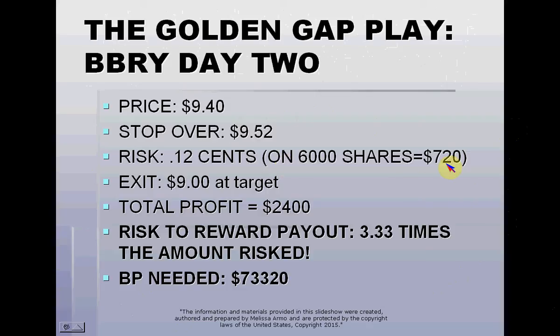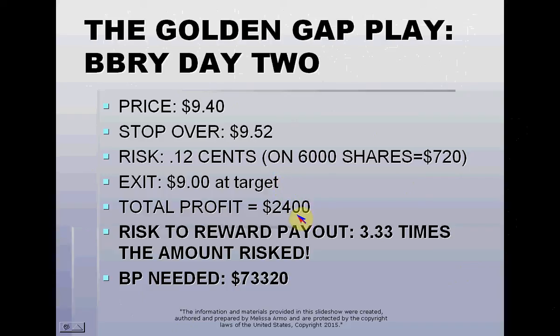Now, if you're taking an advanced risk, you're an advanced trader, like the guy up earlier with the glasses, you can risk $720 and take 6,000 shares. And actually, as far as buying power goes, this really isn't that much because this is a cheap stock. It went to the target, actually went past the target. You could have exited at $9.